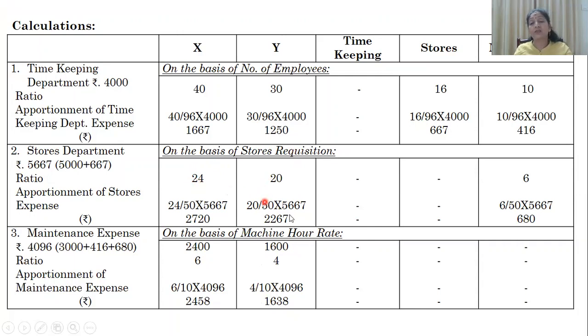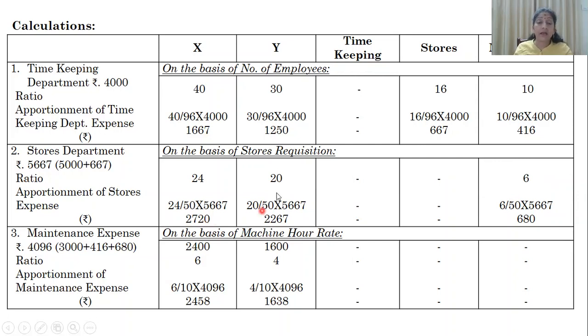24 is to 20 is to, timekeeping nil, we have already taken. Stores, now we are taking stores here, that is also nil. Then next maintenance department 6, that is 24 is to 20 is to 6. We have to allocate 5,667 on the basis of this ratio. 24 plus 20 plus 6 is equal to 50. Then apportionment of stores expenses, 24 divided by 50 into 5,667.